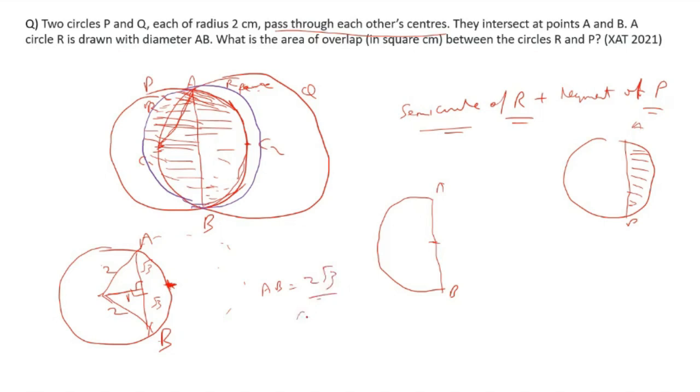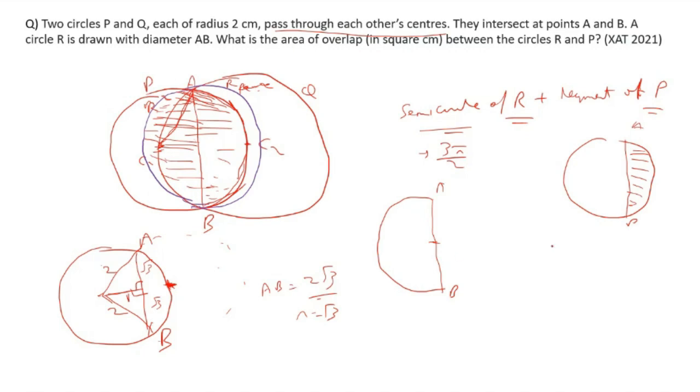This is the diameter, so the radius is root 3. The area of the semicircle would then be pi into root 3 square by 2, which is 3 pi by 2. So one part is figured out. Cool.